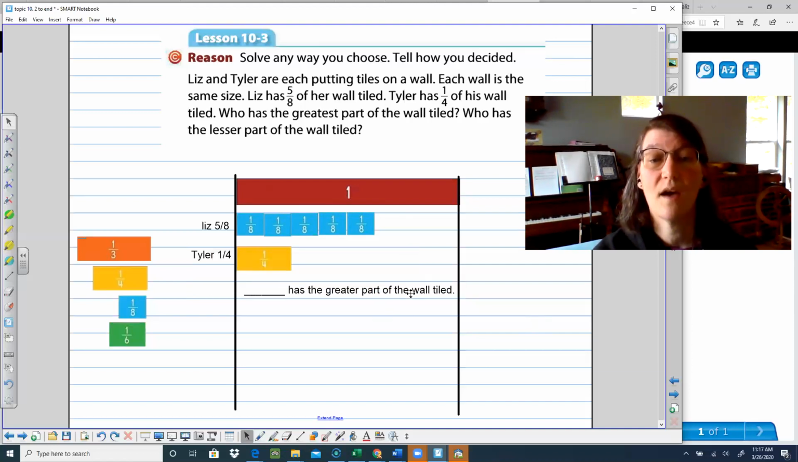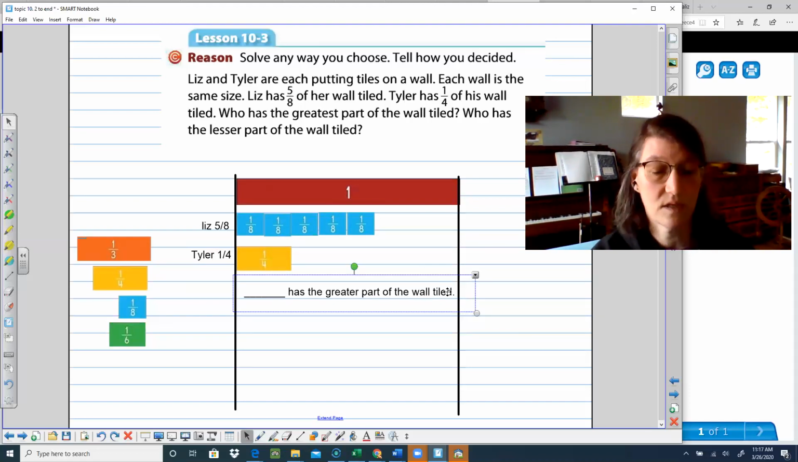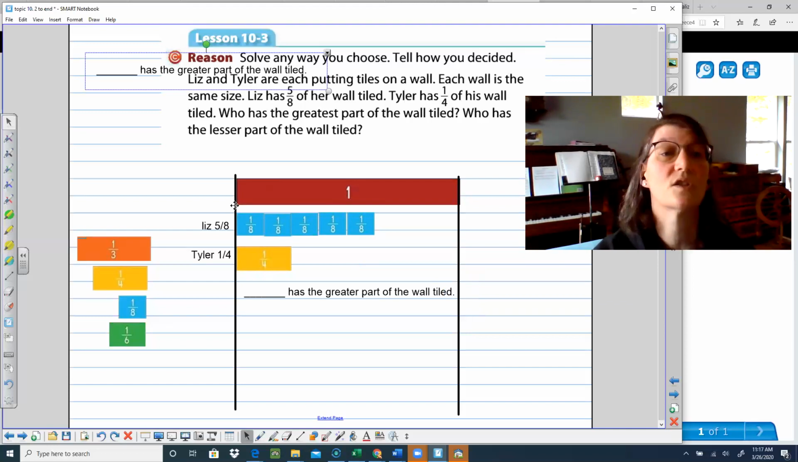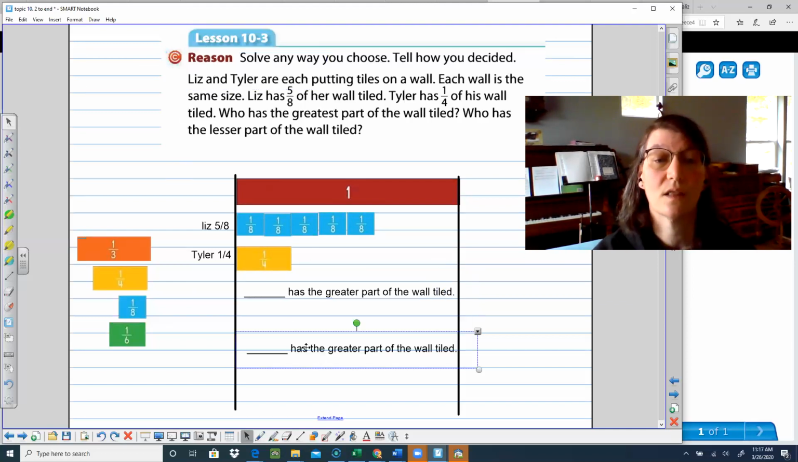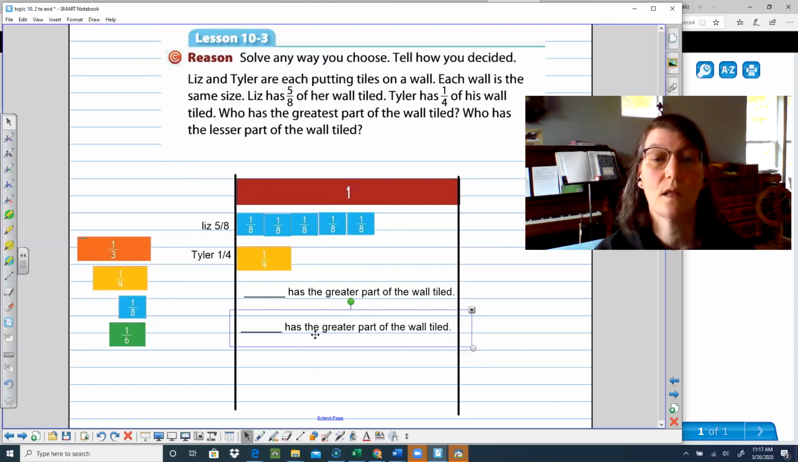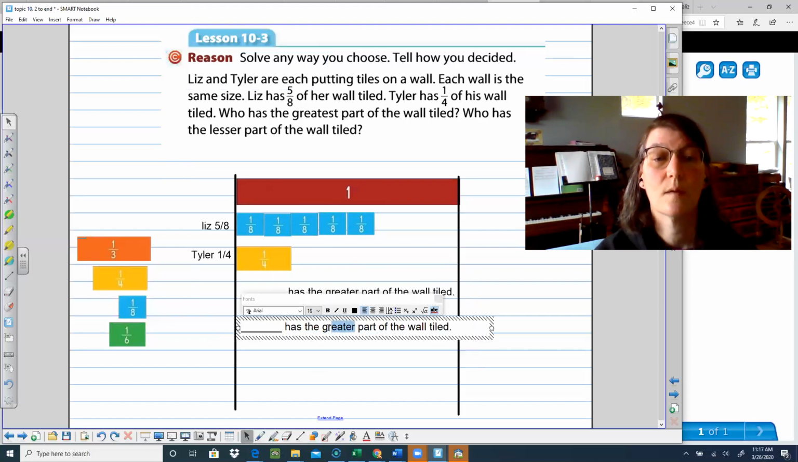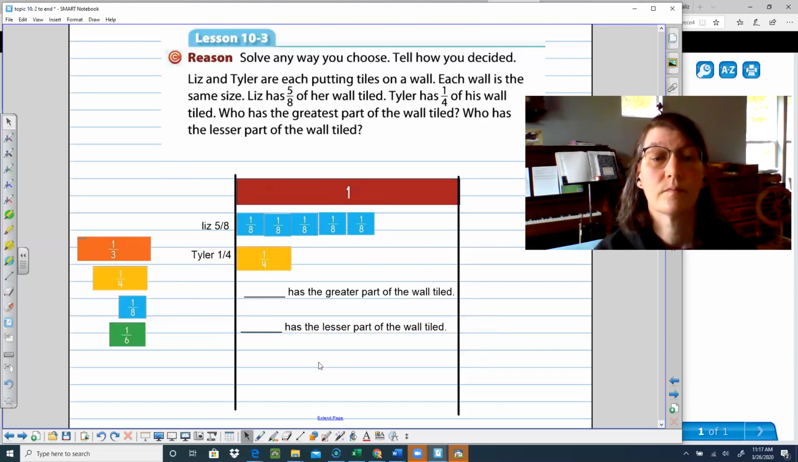Okay, so hopefully you have that written and you wrote a name in it. Now I'm gonna do the fancy Control-C, Control-V, and then just change it to lesser because I love copy-paste. I'm gonna change that to lesser. Alrighty, now you get to see me use the fancy stylus to try to write in it.